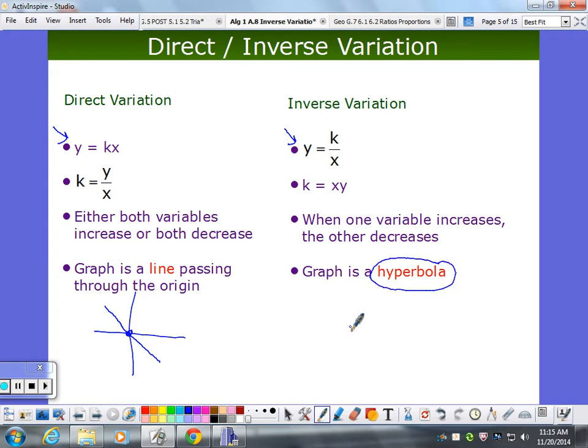It sounds like that English word, right? It's not though. The hyperbola is the best thing ever. I guess I just made a hyperbole out of a hyperbola. But we'll see what that is.